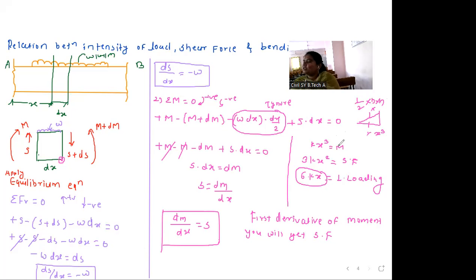So that means the first derivative of moment you will get shear force, and the first derivative of shear force you will get intensity of loading. So this is the relation between intensity of loading, shear force and bending moment. Okay, please write down fast. This is the important point.